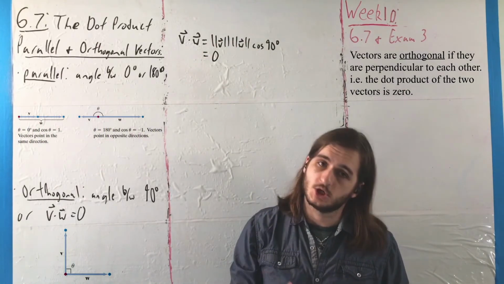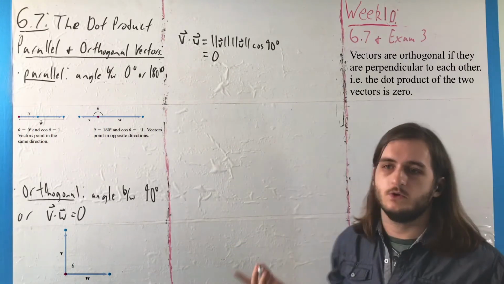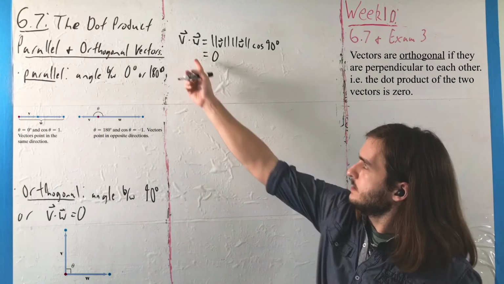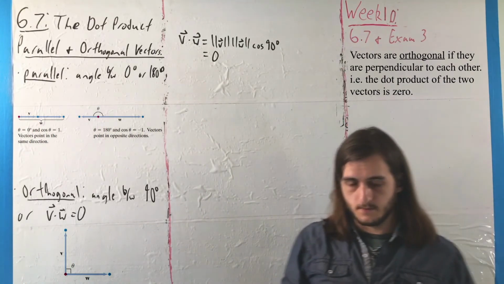And this gives us a quick way to check if our vectors are orthogonal. You don't have to worry about finding that angle using the formula. We can just see, is the dot product 0? And that's what we'll get with our next example.